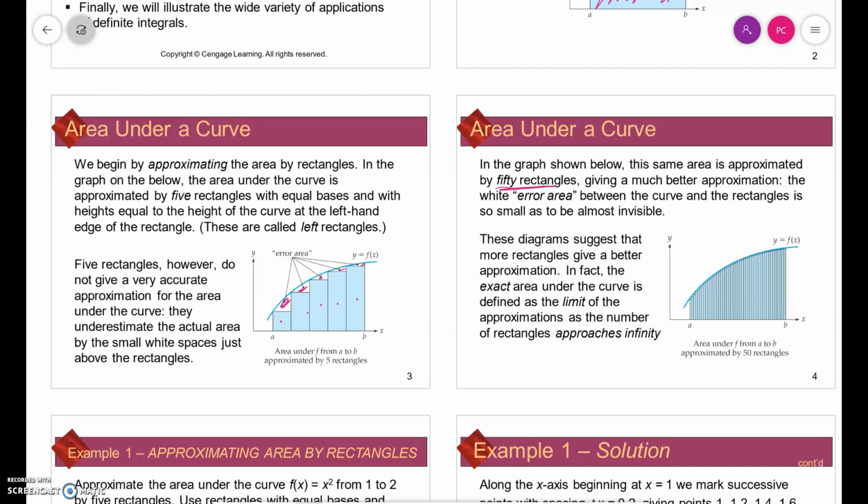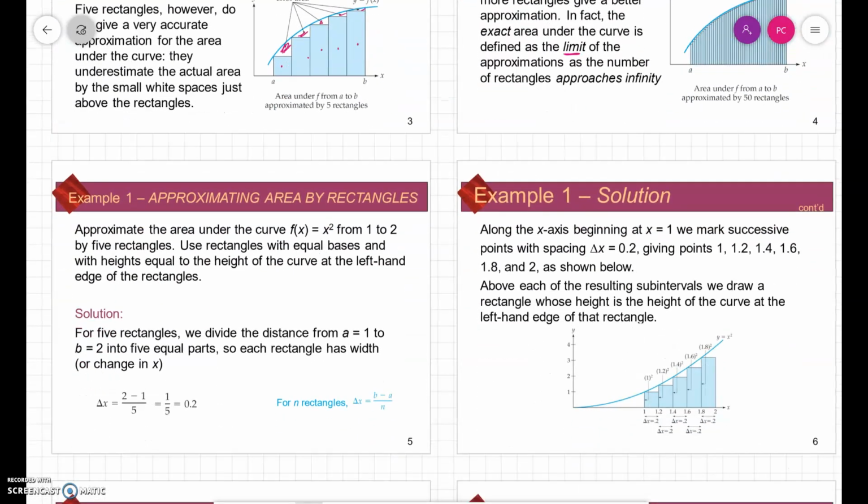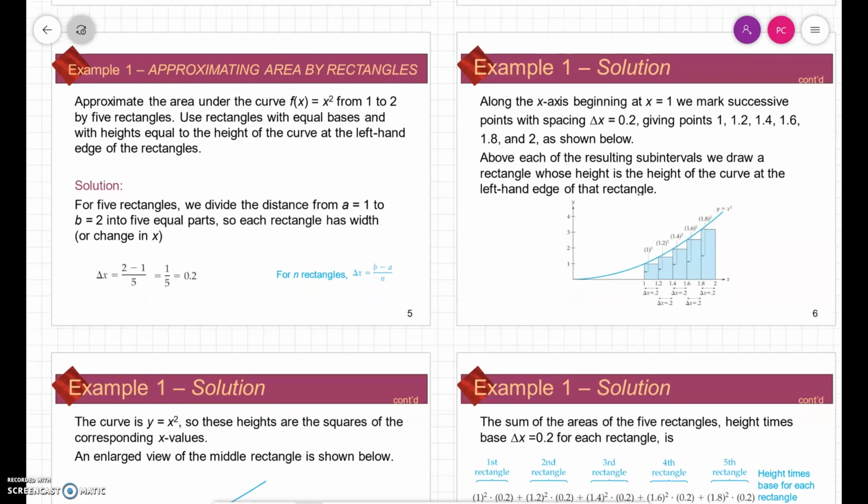In fact, the exact area under the curve is defined as the limit of the approximation as the number of rectangles approaches infinity. So as we get larger and larger numbers of rectangles, eventually we'd have the exact area under that curve. Well, that's going to take a lot of time.